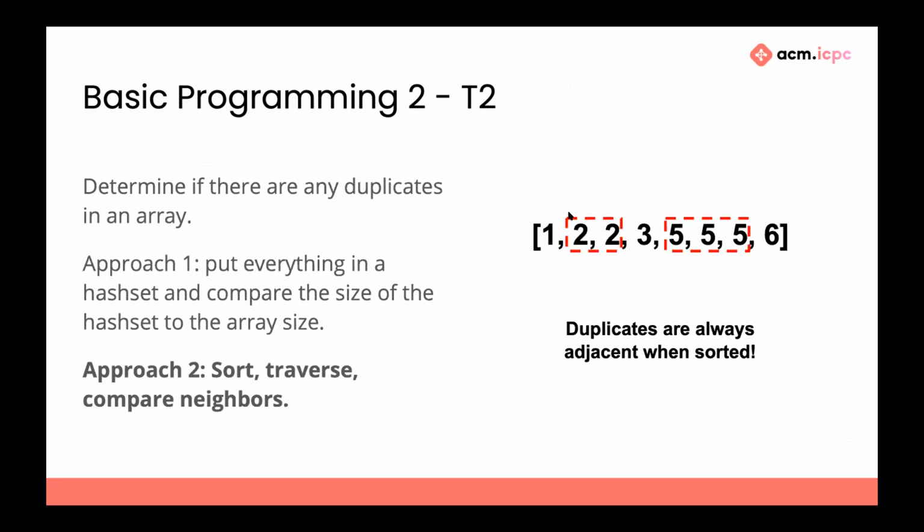For example, when we start by looking at 2, it turns out 2 is not equal to 1, so we move on to the next one. Over here, it turns out that this element is actually equal to the previous. So at this point, we say that the array contains a duplicate, and we can return true.